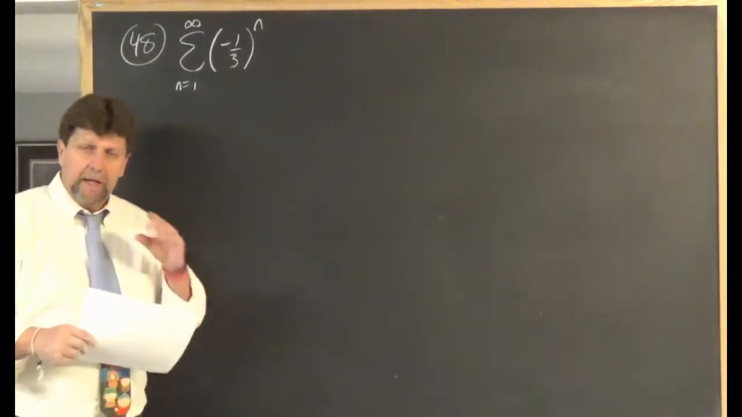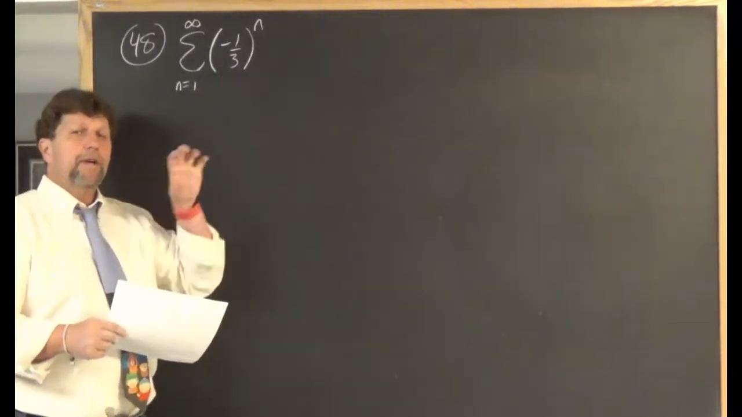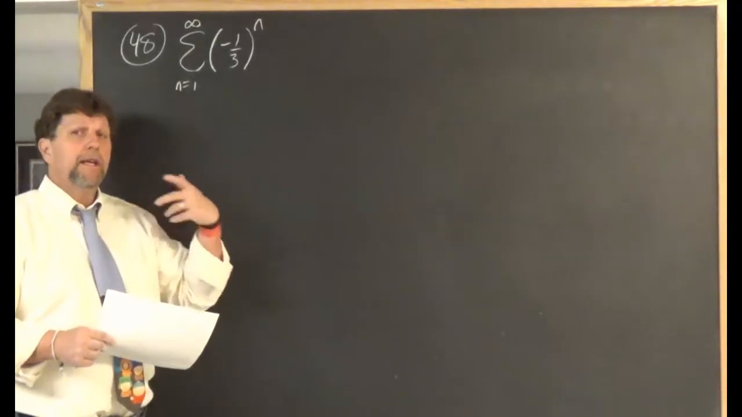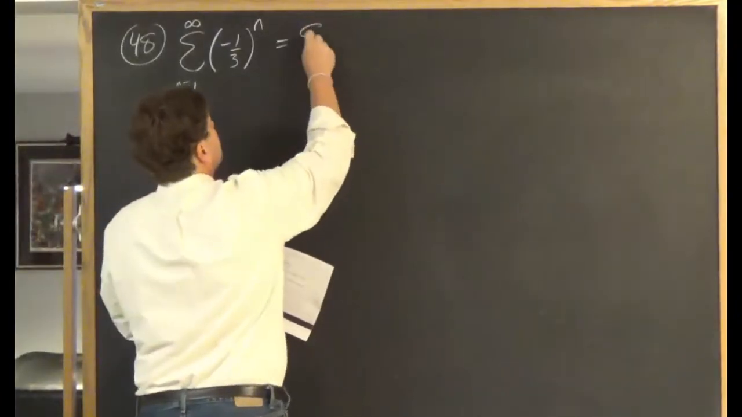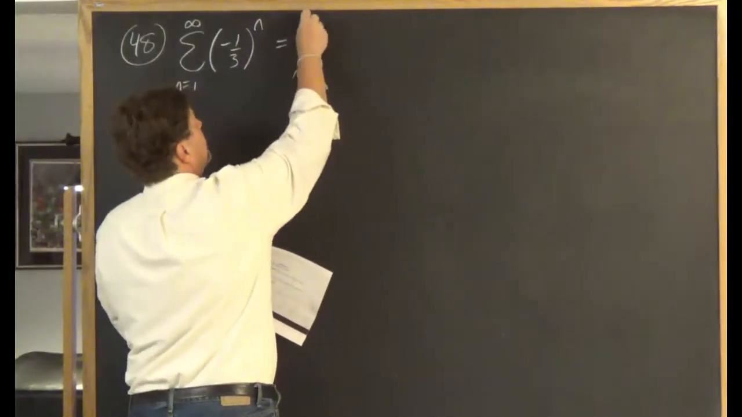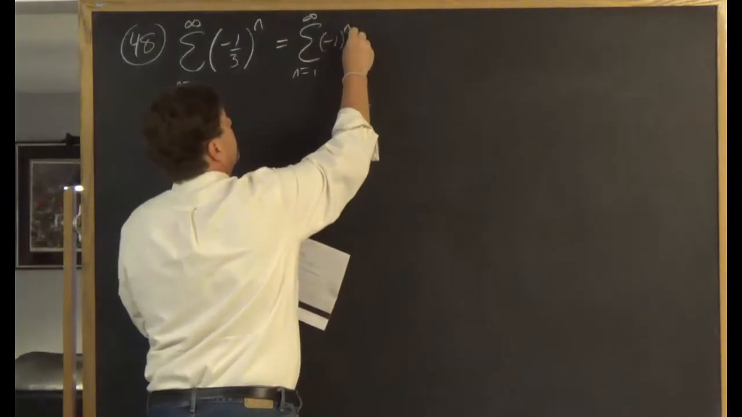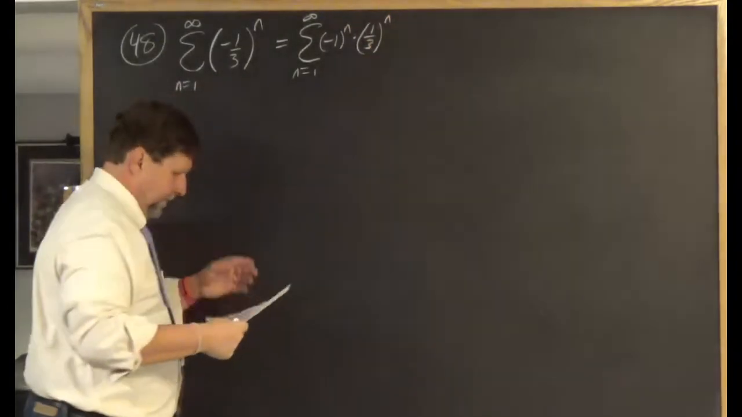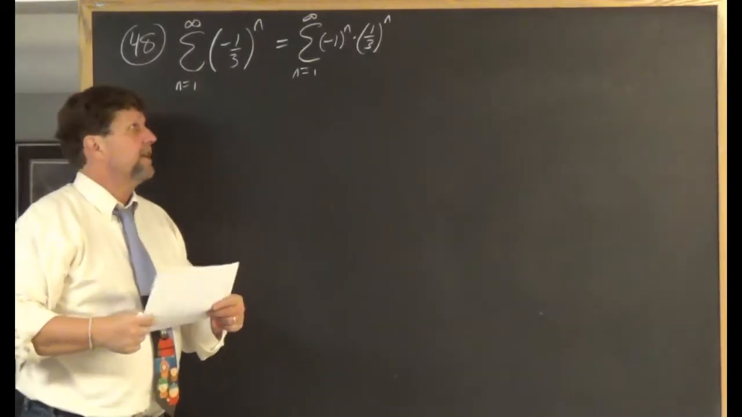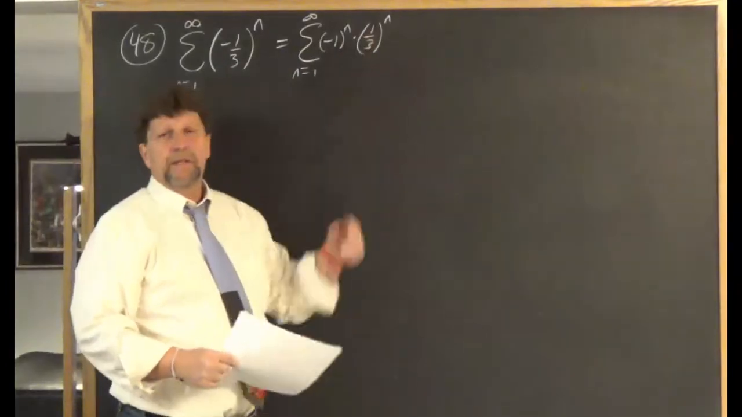But I want to put in one extra step. The ability to take this series and rewrite it so you see that it really is an alternating series is kind of important. And it's just using properties of exponents. I'd have a negative 1 to the n and then times 1/3 to the n. And we most definitely see something that looks geometric, the 1/3 to the n.